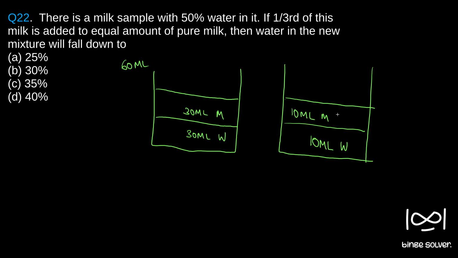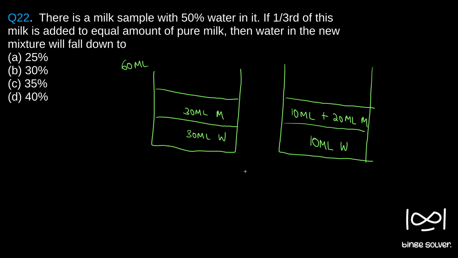To this an equal amount of pure milk is added. So total 20 ml was there in the new bowl, and an equal amount of pure milk was added. That means 20 ml milk also was added. So the question asks, what will the water in the new mixture fall down to. So as you see, there is 40 ml total and water is just 10 ml.